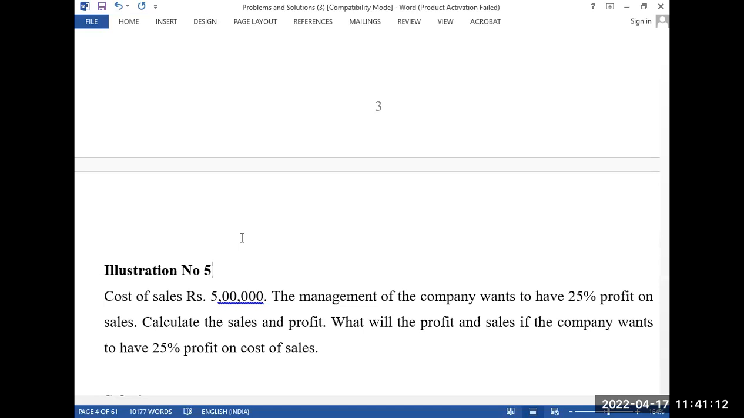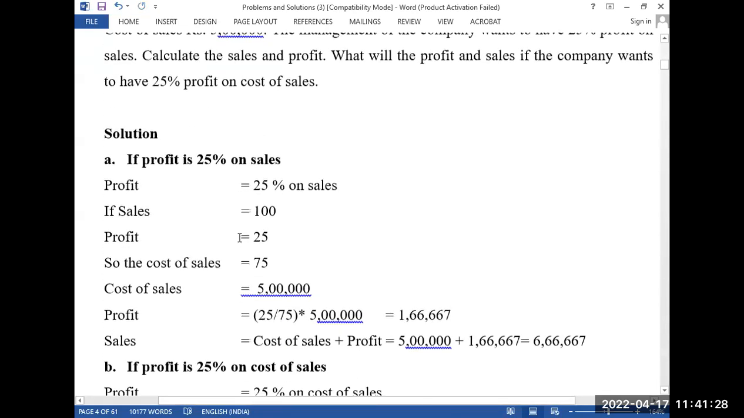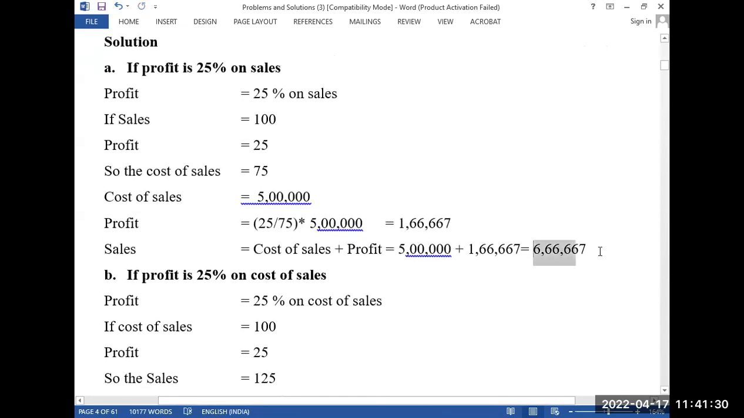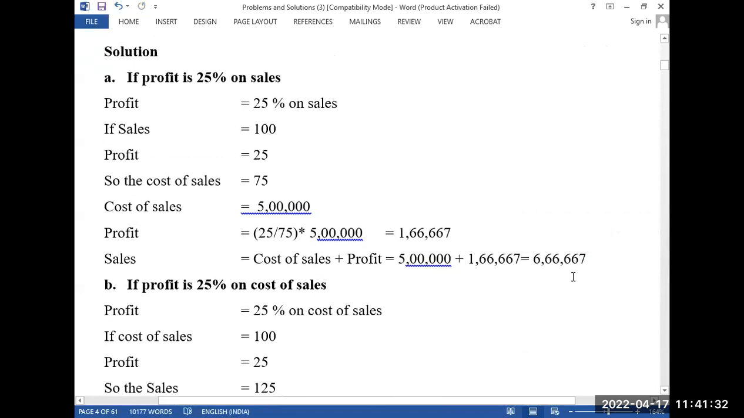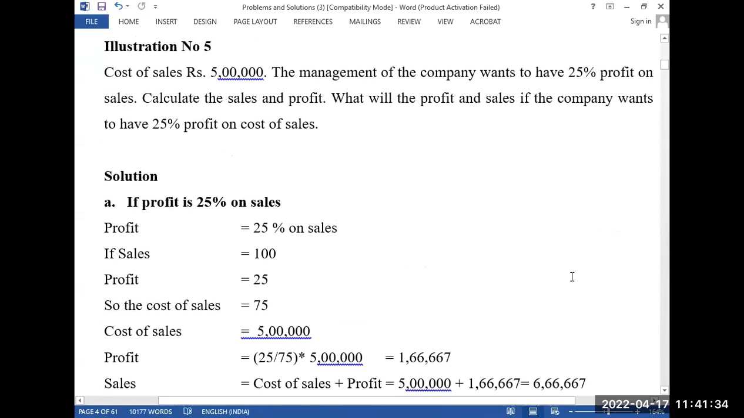Next, sales is equal to cost of sales plus profit. That is equal to 5 lakhs plus 1,66,667. That is equal to 6,66,667.